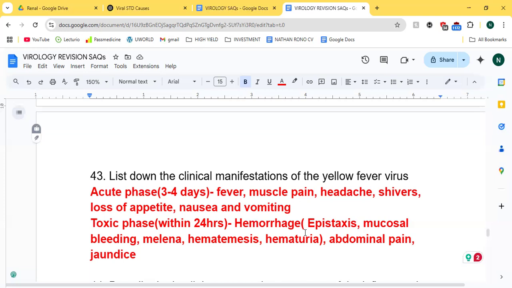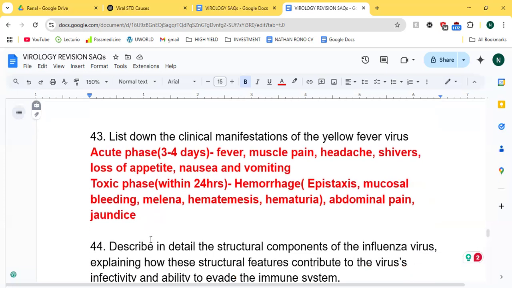So hemorrhage, you bleed from all the orifices in the body. Epistaxis, these are nosebleeds. Mucosal bleeding, so mouth and gum bleeding. Melena, this is the dark stool. Hematemesis, this is vomiting blood. Hematuria is blood in urine. Then we have abdominal pain and jaundice. Now, the jaundice is usually very, very severe. You can add organ failure. Basically, the liver will fail, the kidney will fail, then leading to death. Okay. Clear?